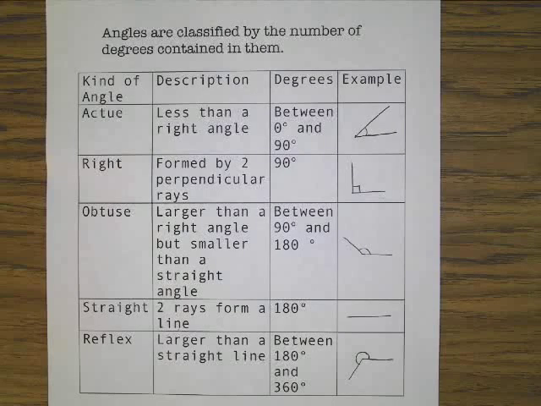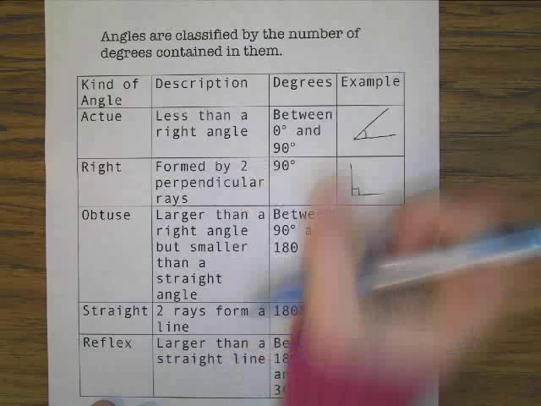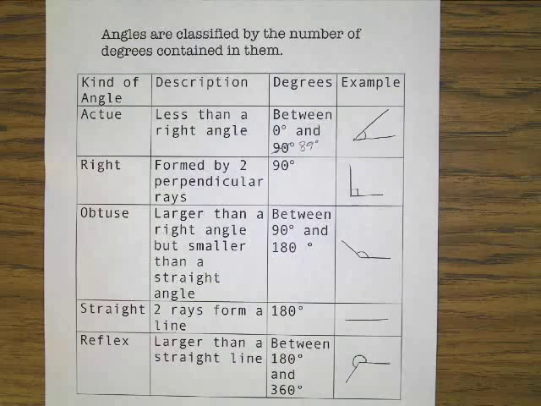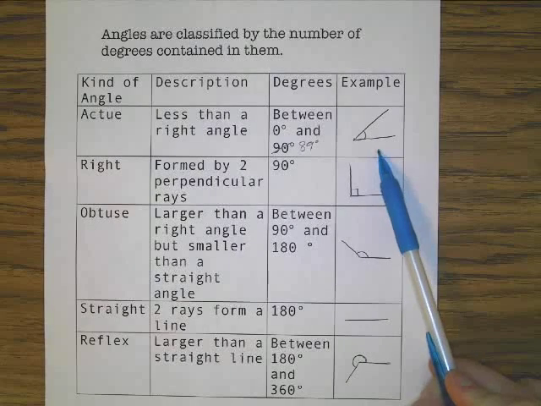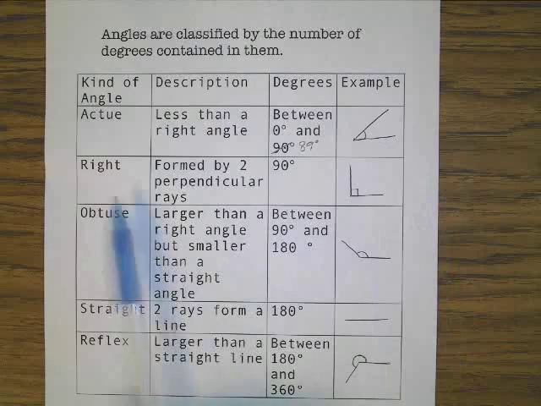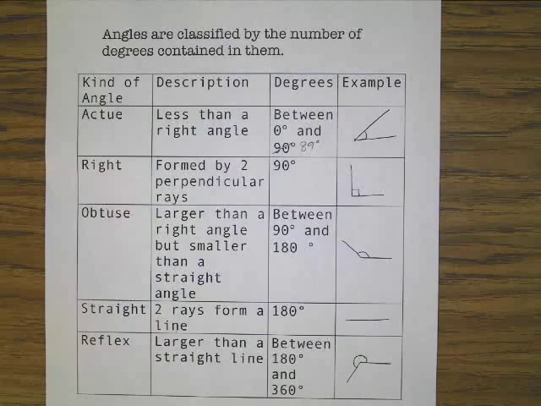And I don't really like the word 90 up there, but this is what the book says. I would prefer it say 0 and 89, because when you get to 90, you now have a right angle. So, for my purpose, this makes better sense to say 89 degrees. So if it's 0 to 89 degrees, it's an acute angle, and this is what an acute angle looks like.